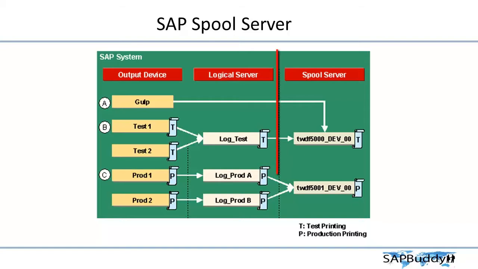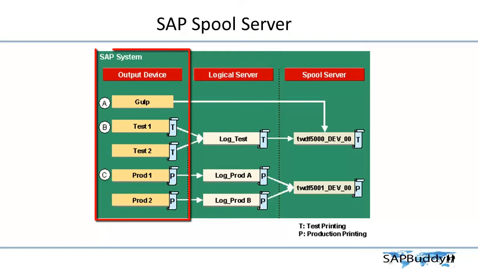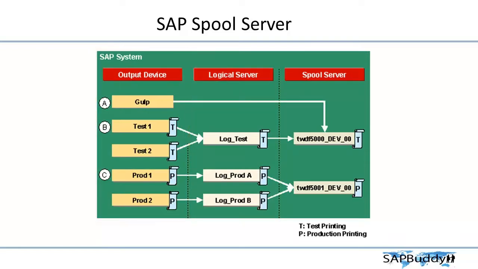If you see here, we have one spool server and we have different logical servers and different output devices. So far in SPAD, we have created different types of output devices. In our case, we created a device and directly connected it to the spool server in SPAD. So the real spool server is the one which we created initially when we were doing SPAD.